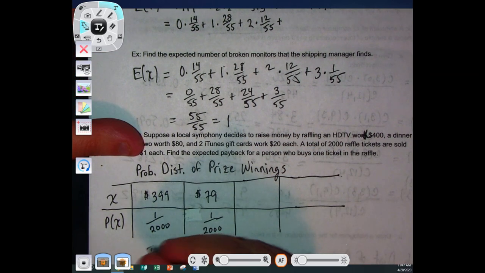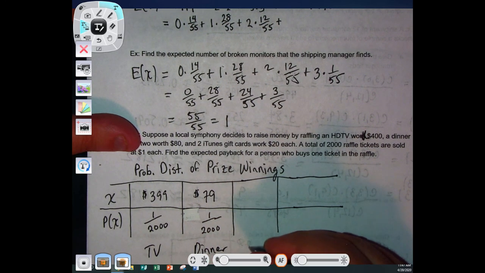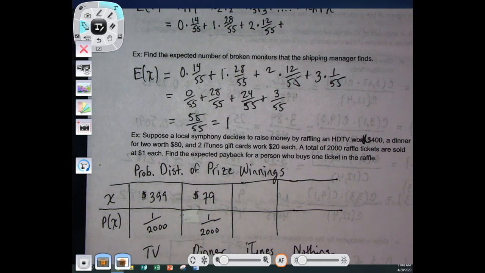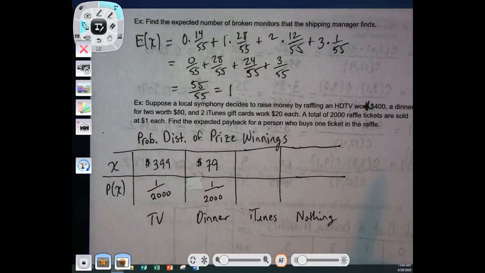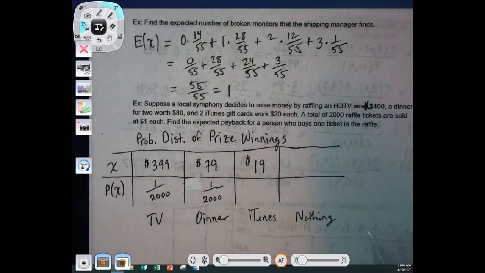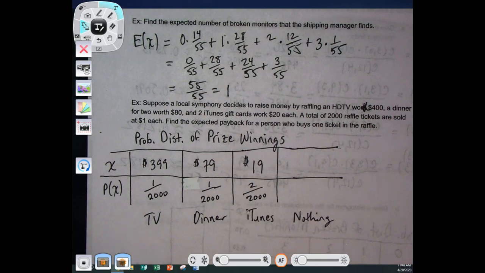So this represents the TV, this represents the dinner, this represents the iTunes gift cards, and then this represents nothing. Well, if I win an iTunes gift card, I put $1 in, so how much would I expect back? Well, I would expect $19 back. And because there's 2 of those, that would be 2 out of 2,000.